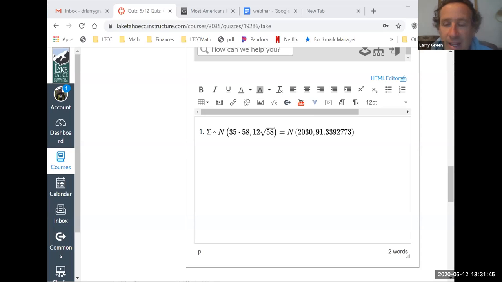And to find the standard deviation of the sampling distribution for the total, you multiply the standard deviation times the square root of the sample size. Any questions so far?